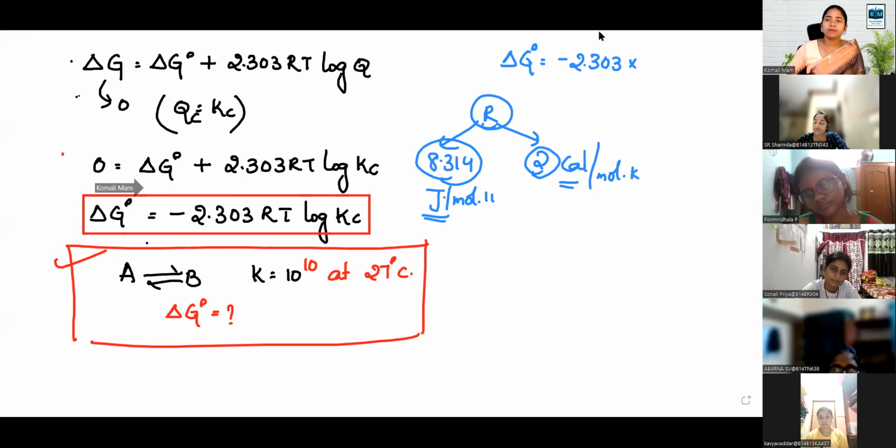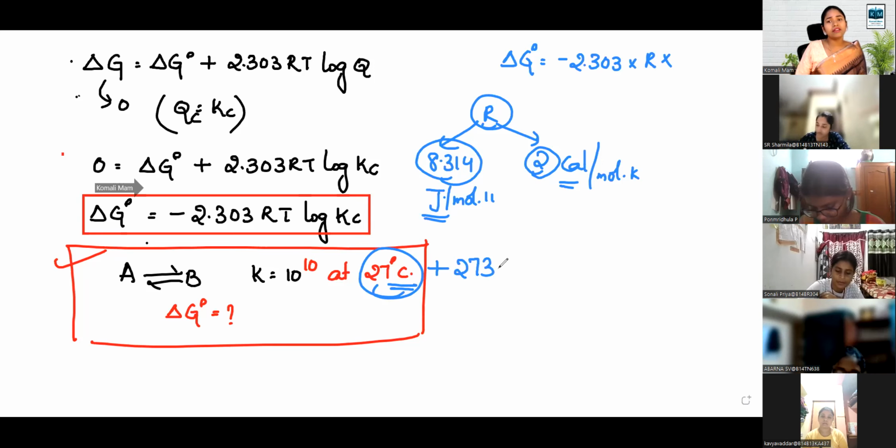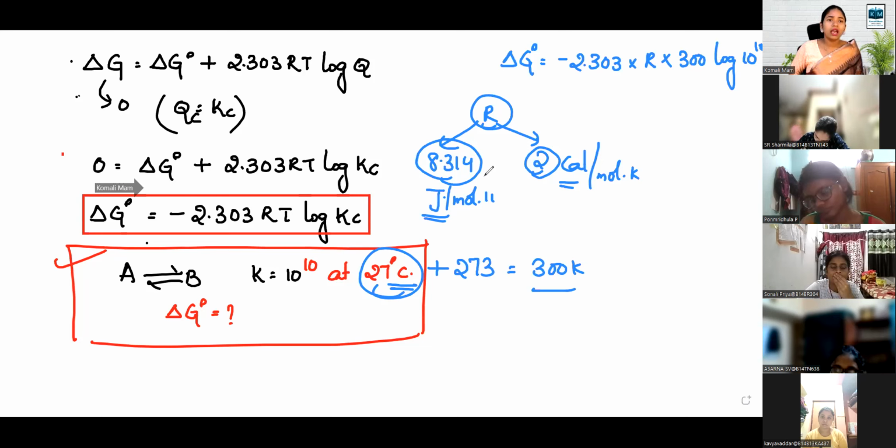Got it? Now substitute the R value 8.314. Let's say R for some time. What is the temperature? 27 means add 273. Why? Degree Celsius is given, so convert into Kelvin. 300 Kelvin. So, into 300 log Kc. What is the K they have given? 10 power 10. Right, everybody?